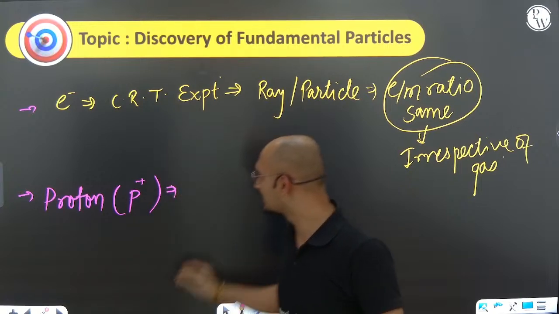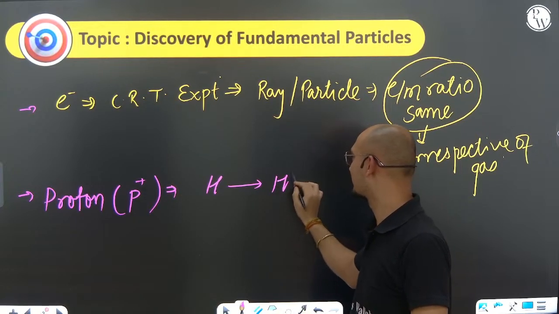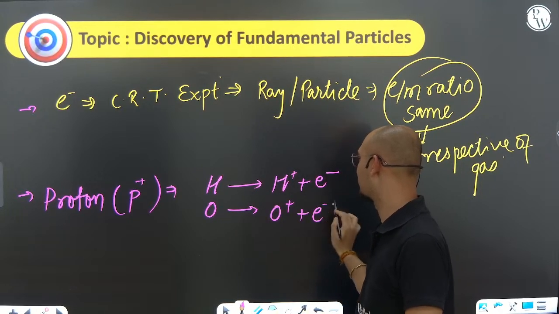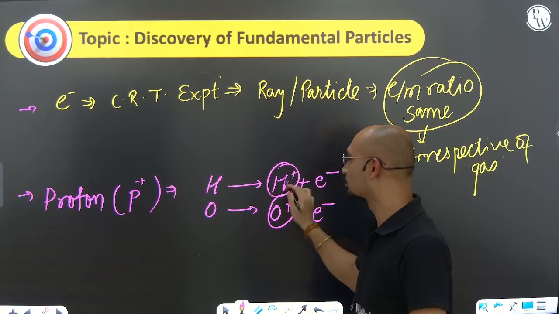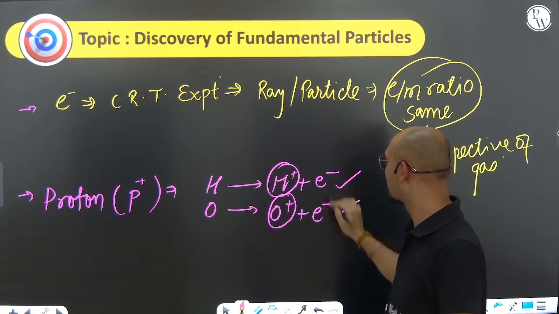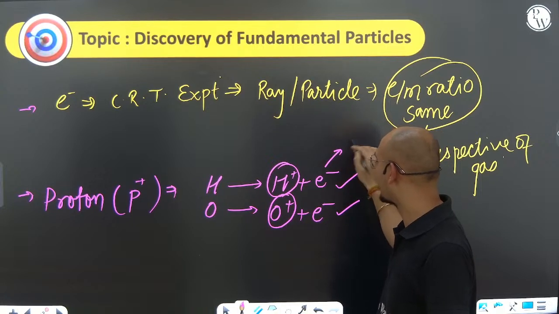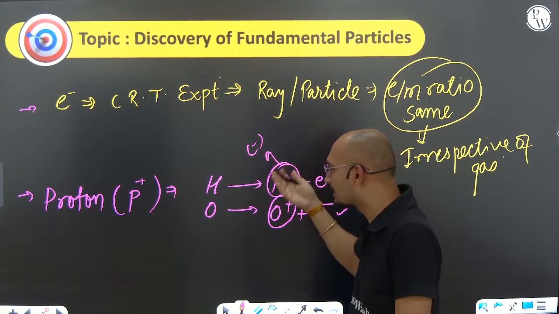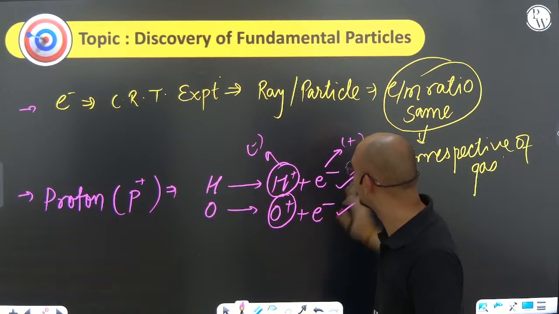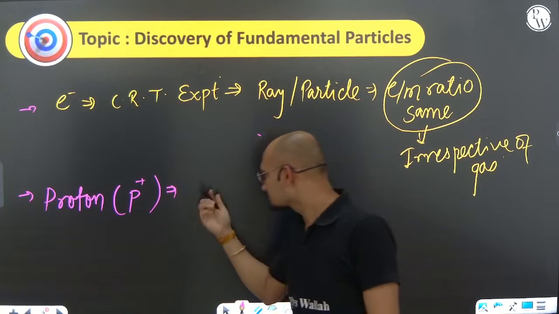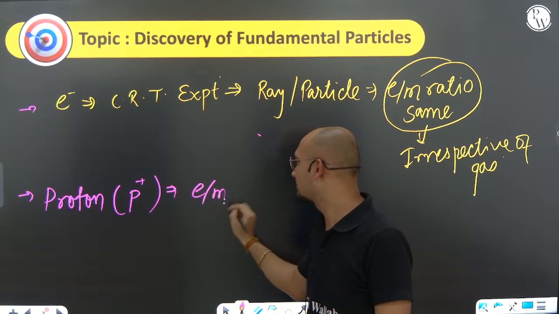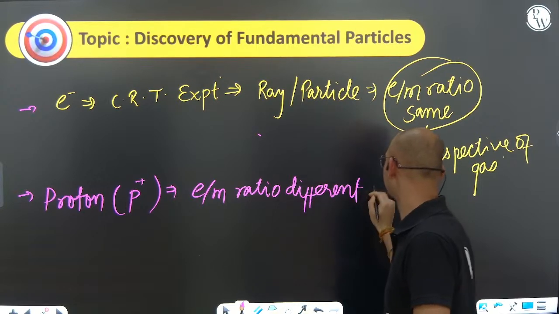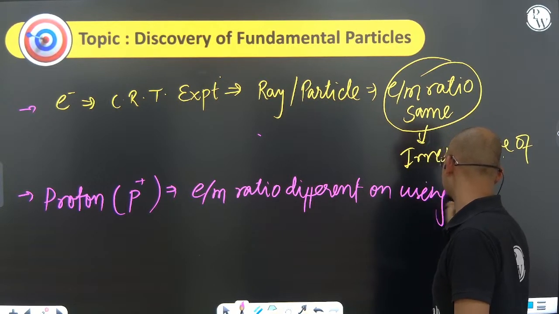So let's say if there is hydrogen, it was going as H plus after removal of an electron. If there was oxygen, it was converting into O plus by losing an electron. O plus and H plus are both different, but the electron is every time the same. This was going towards the cathode, that is the negative plate, and because they were expecting that this was coming from the anode, they called it anode rays. So what we found out is that the E by M ratio is different on using different gases.